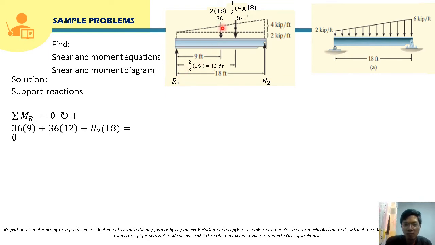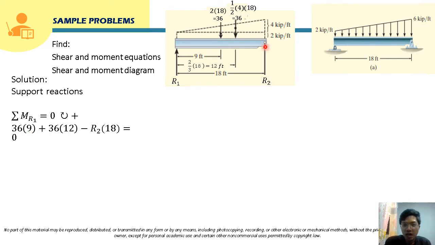For this equivalent point load, class, this is 36 and its moment arm is 9 feet. Taking its moment, its rotation will be clockwise. That's why it's positive here. Our convention is positive for clockwise rotations. So that is the moment of this equivalent point load, 36 times 9. And for this other equivalent point load, this is also 36, and its moment arm about this point is 12 feet. So its moment will be 36 times 12, and its rotation is also clockwise. That's why it's positive here.